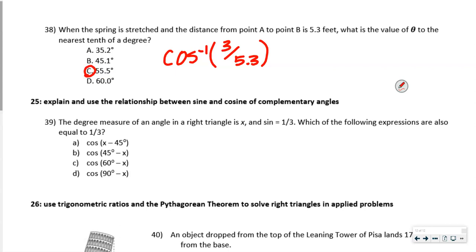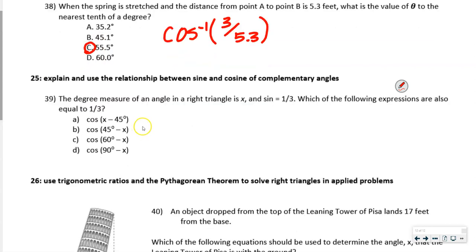55.5 is your answer, okay? All right, number 39 says the degree measure of an angle in a right triangle is x. So if the sine is 1/3, which of the following expressions also is equal to this 1/3?